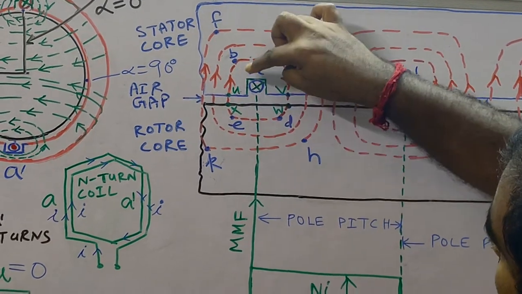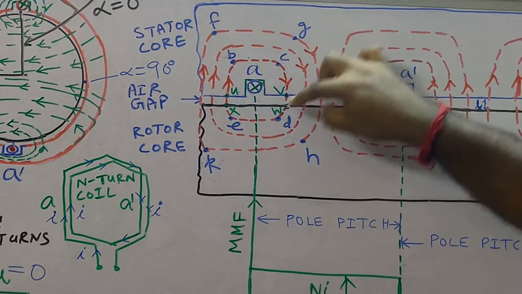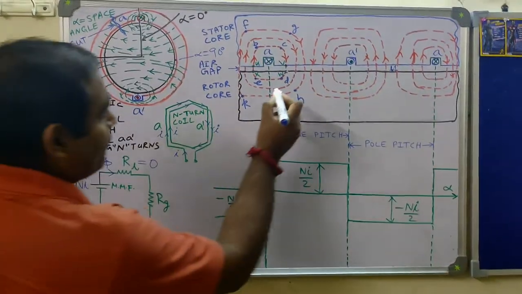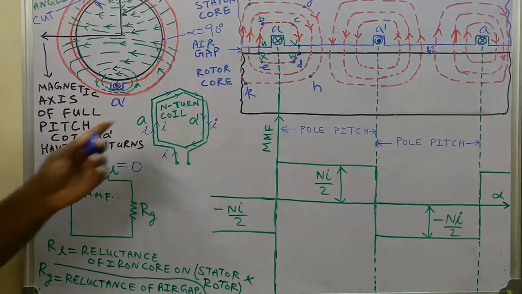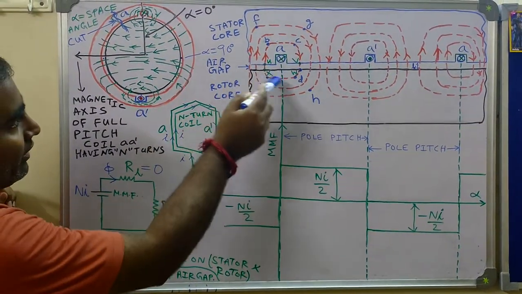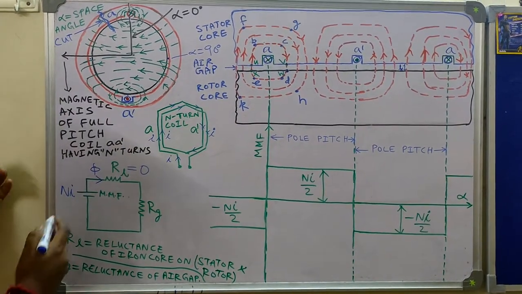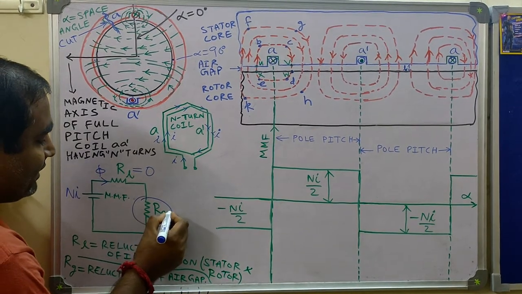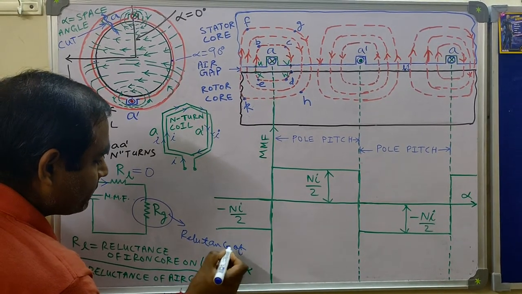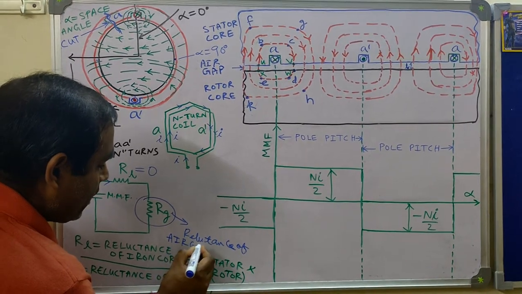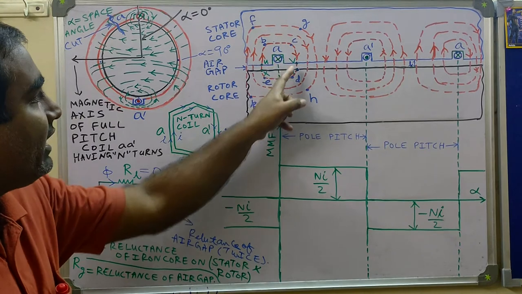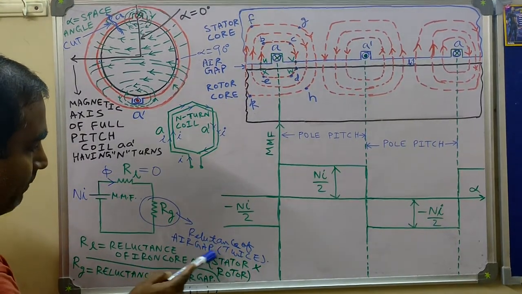So in this closed path denoted as U, B, C, V, W, D, E, X, U, you are crossing the air gap twice. That means the reluctance offered to the magnetic lines of flux by this air gap will be twice the air gap length. The total MMF acting along this closed path is Ni, and that Ni appears as an MMF drop across RG. But RG is the reluctance of the air gap, and it is actually twice, because if I consider this closed path, I am crossing the air gap twice. So RG is nothing but the reluctance of air gap twice.